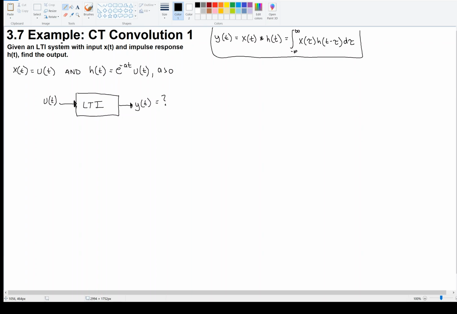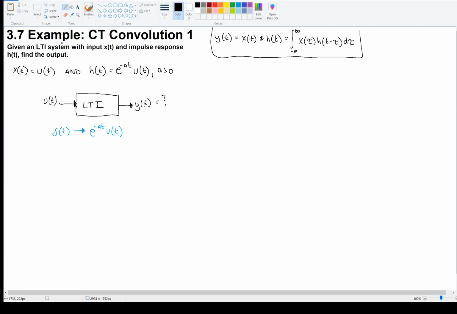Okay, well, we need some sort of information about what's in the box other than it's linear and time invariant. So that information is that the impulse produces e to the negative at u of t. This is the impulse response. It is literally the response to an impulse. Okay, so given the impulse response, given that the system is linear and time invariant, and given the input, u of t, the output is simply the input convolved with the impulse response, and that convolution in continuous time is this integral here. All right, so let's do it.